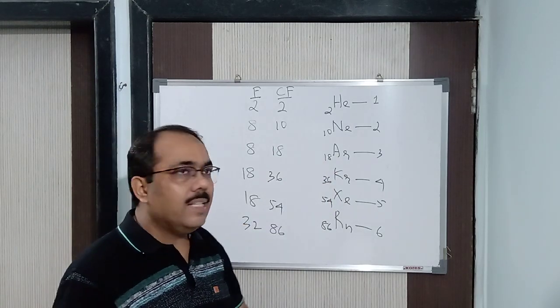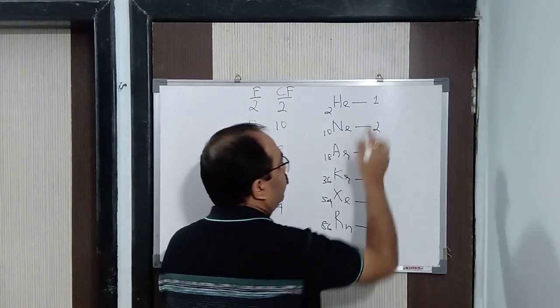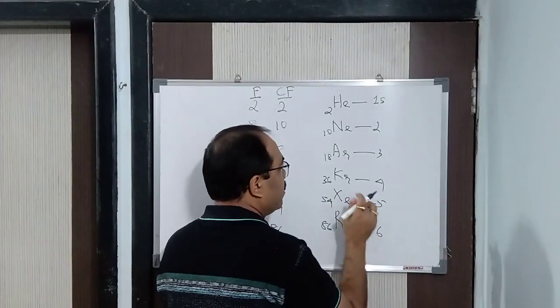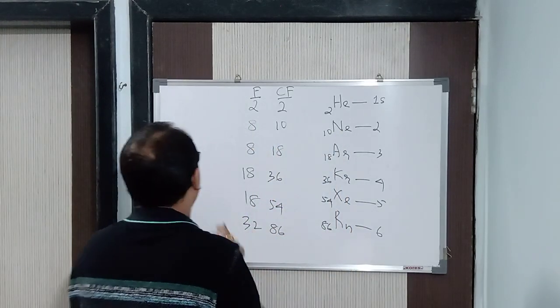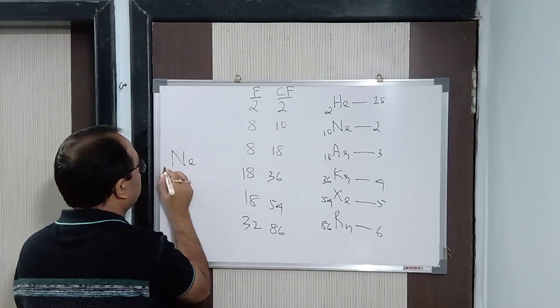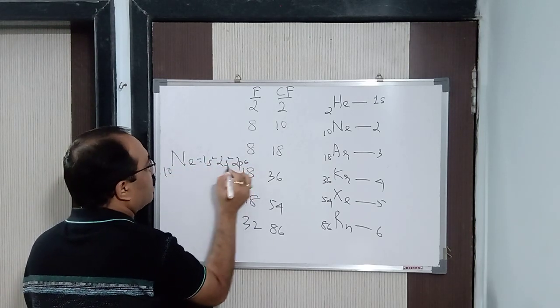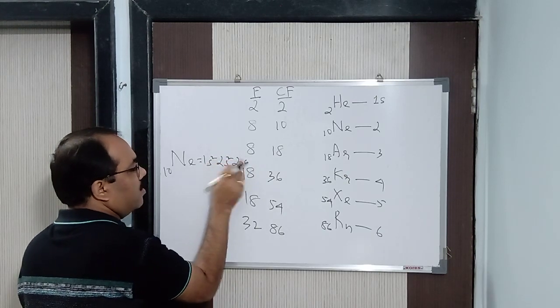Now, when you write the electronic configuration of helium, what is that electronic configuration? It will be 1s2. So it is 1s. And all the rest of the inert gases belong to the p block, because if you write the electronic configuration of neon, neon is what? 10. 10 means 1s2, 2s2, 2p6, isn't it? 1s2, 2s2, 2p6, 6 plus 4 is 10.